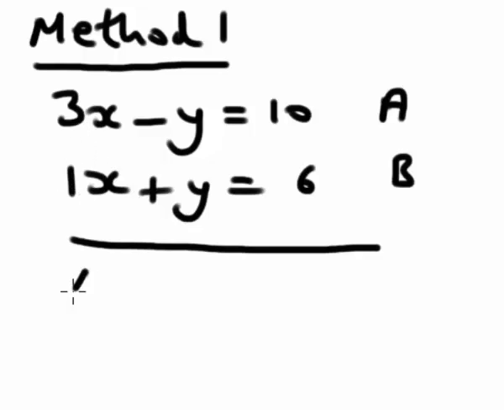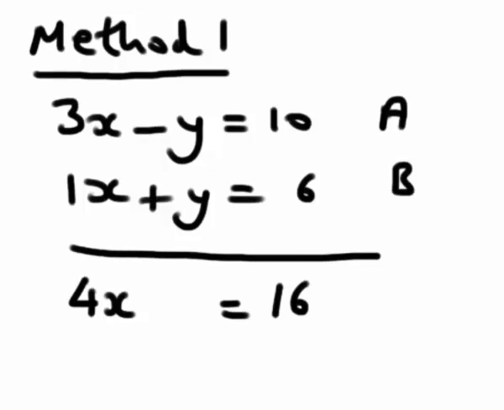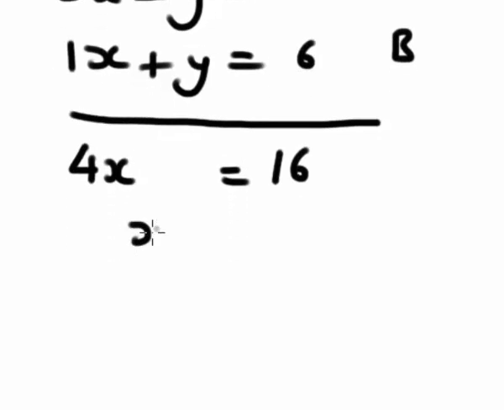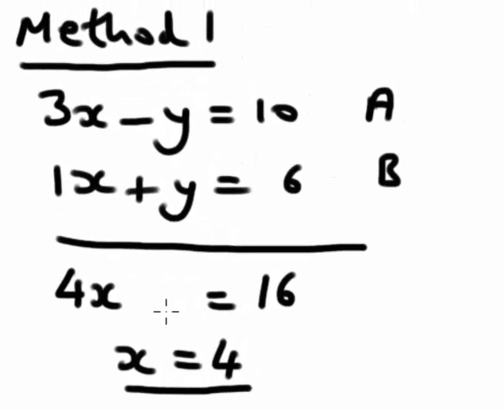3x plus 1x is 4x. Negative y plus y cancels out, and 10 plus 6 is 16. And then if you divide both sides by 4, you get x is equal to 4 as one of your solutions. Now all you've got to do is substitute 4 into any of those equations, either A or B.